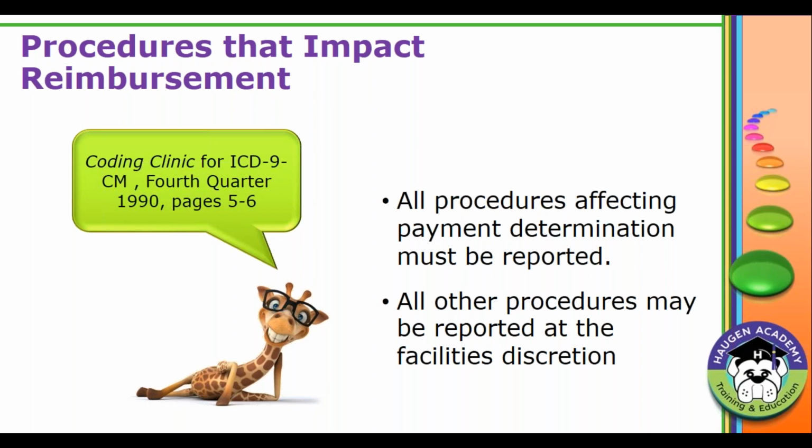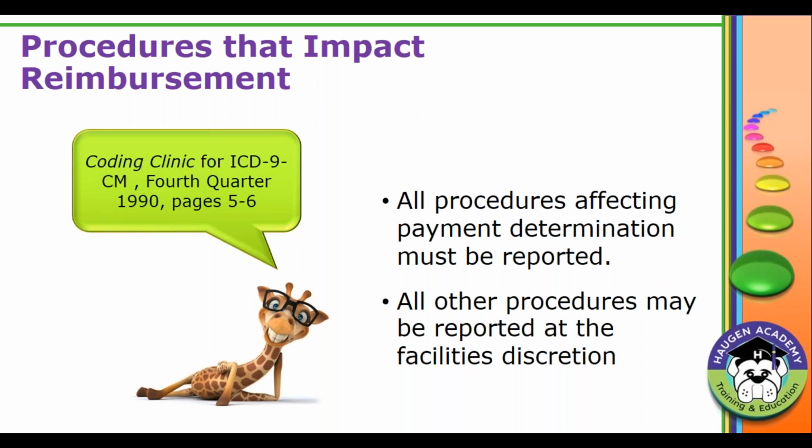So the Coding Clinic article from 1990, in addition to defining significant procedures, also tells us that all procedures that affect payment determination must be reported. And that would include any surgical procedure. I think those are the easiest ones to pull out. I think we're all pretty good at pulling out mechanical ventilation because those impact reimbursement.